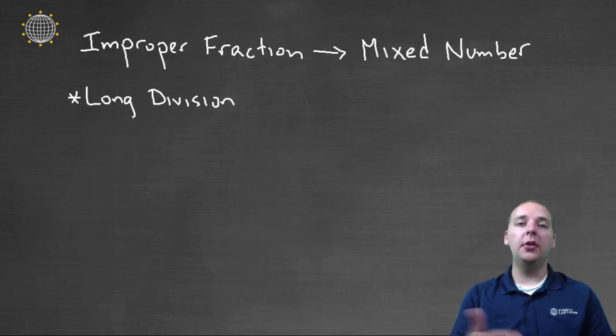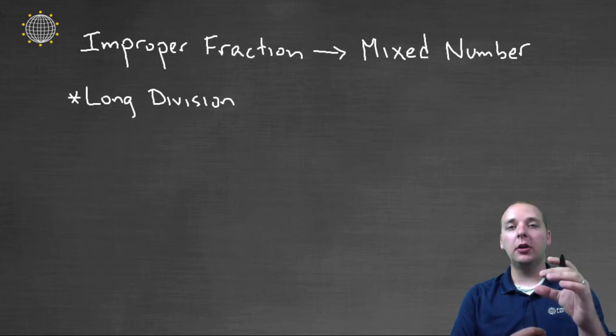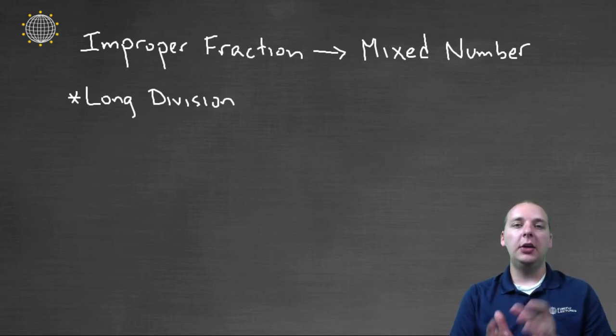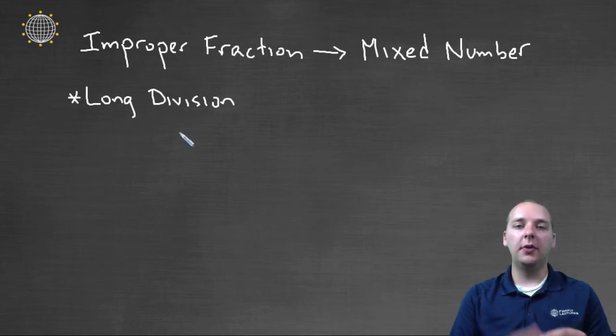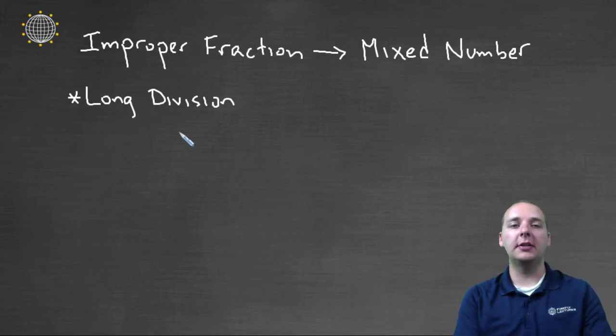Now what if you want to go in the other direction? What if you have an improper fraction where the numerator is larger than the denominator and you want to turn it back into a mixed number? Well, this is even simpler than converting from a mixed number to an improper fraction. We just do long division. You literally divide the numerator by the denominator. Let's look at an example.